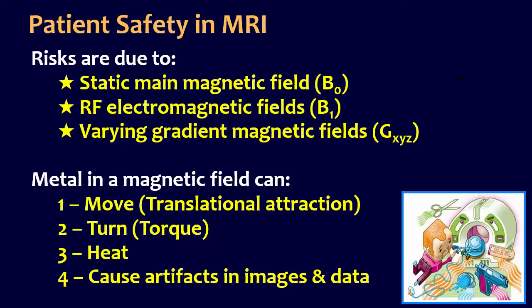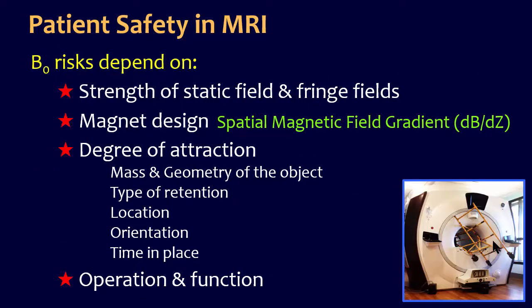So as we all know, the risks are due to B0, B1, and the gradient magnetic fields. And very basically, metal being exposed to a magnetic field can do one or more things. It can move due to the change of the magnetic field, causing things to be pulled into the magnet. Elongated metal items will attempt to align themselves with the magnetic field, or torque. Things can also heat in the magnet, hot enough to cause burns, and also cause artifacts in images and data.